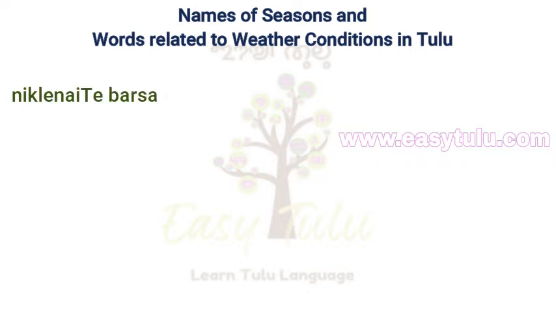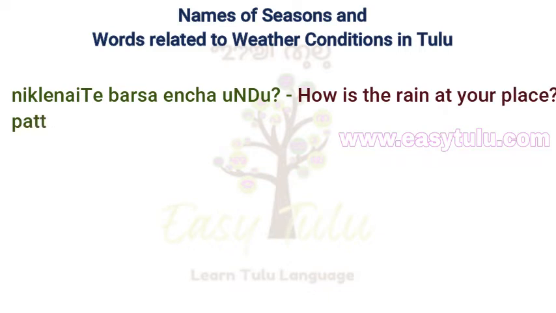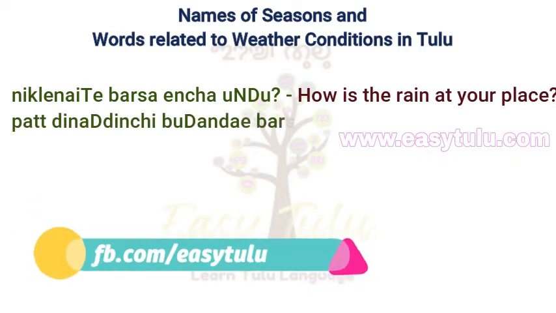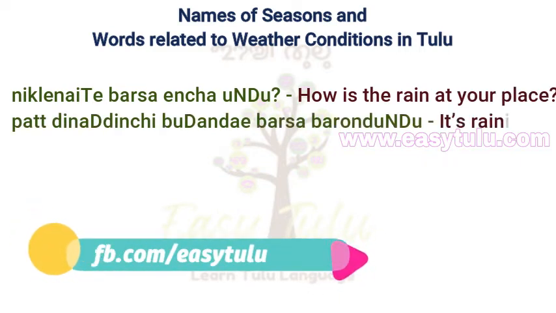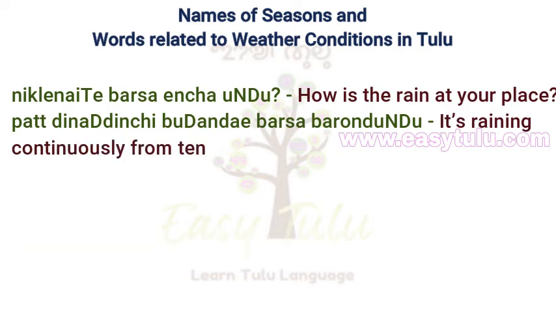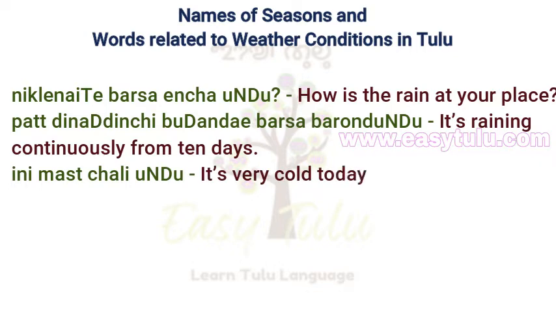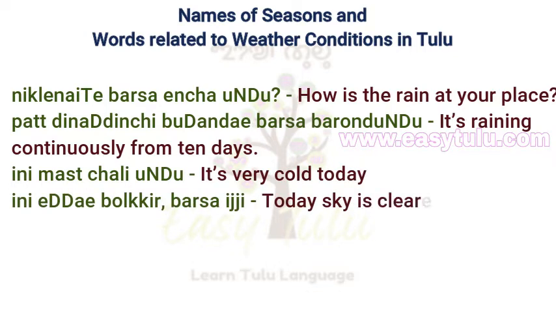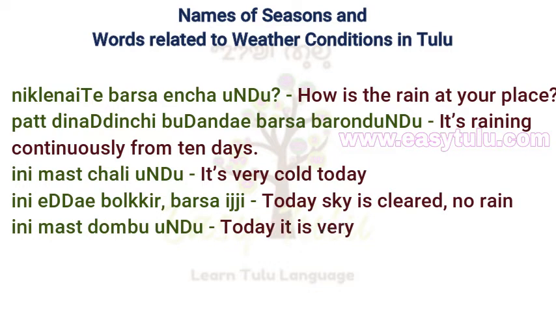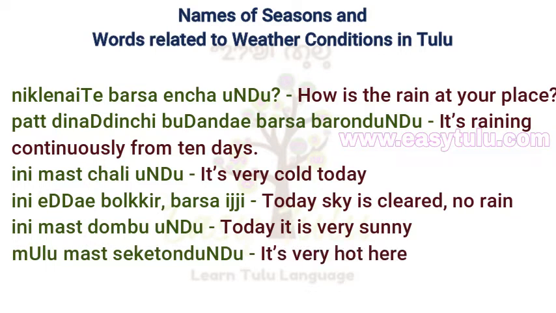Niklenite bassa enchondu. How is the rain at your place? It's raining continuously from 10 days. It's very cold today. Today sky is clear, no rain. Today is very sunny. It's very hot here.